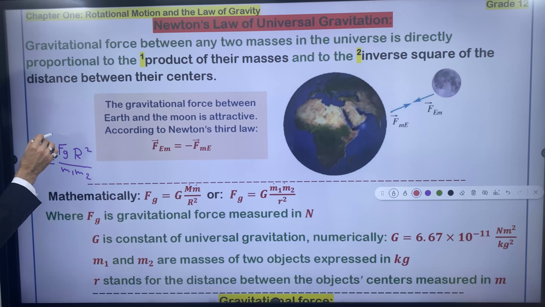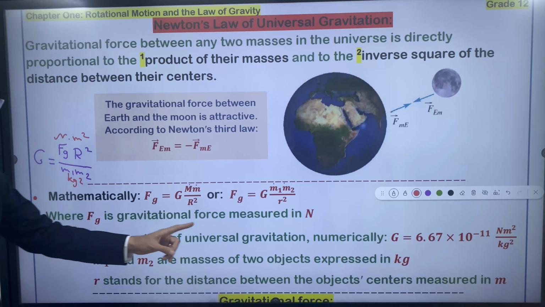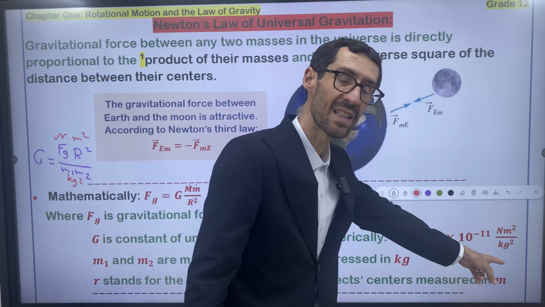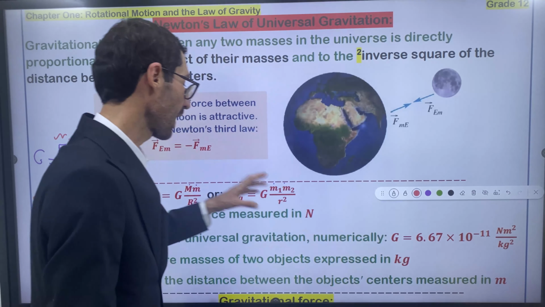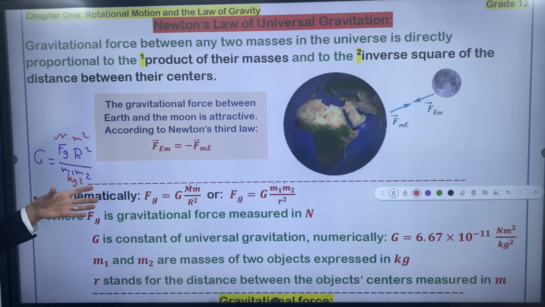Fg is measured in Newton. R is measured in meter, and it's squared, so it will be Newton meter square divided by m1 m2. M1 is the mass of object 1 multiplied by the mass of object 2, so kilogram multiplied by kilogram becomes kilogram square. So Newton meter square over kilogram square, right? This is the unit of G. And G is a constant. I want you to memorize it.